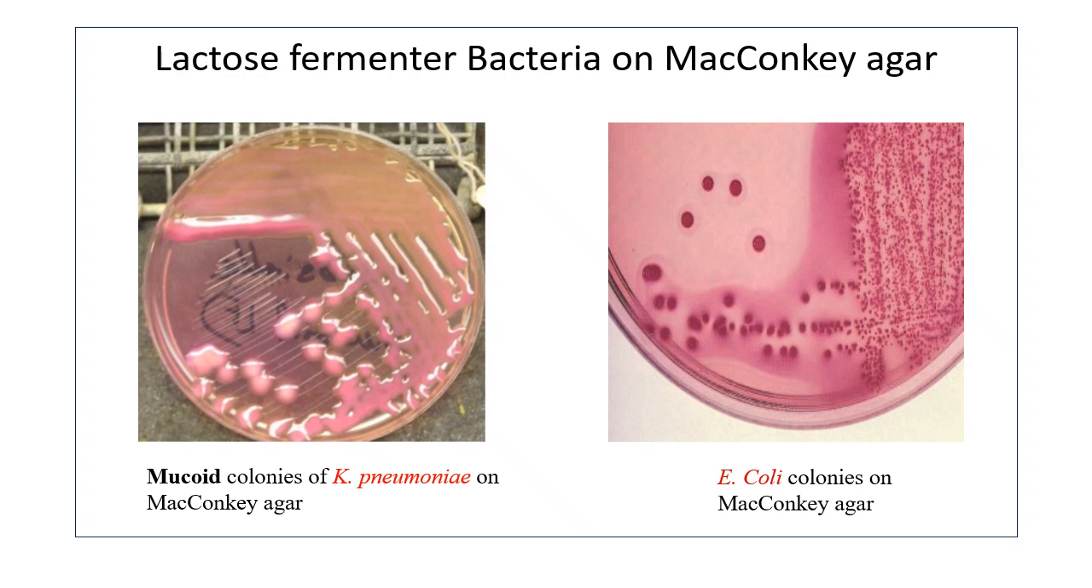But here in this image, you can see the difference between the colonies of E. coli and Klebsiella on MacConkey agar. Klebsiella usually has a mucoid colony due to lactose fermentation and capsule production, while E. coli on MacConkey agar appears as a dark pink colony, usually flat and non-mucoid, while Klebsiella has a mucoid colony due to the capsule.